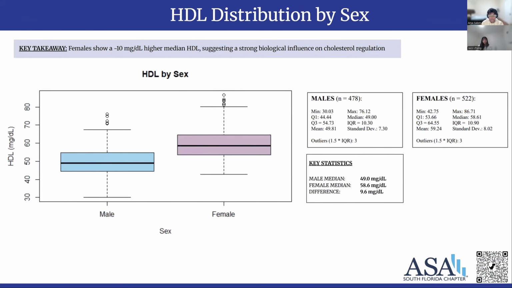Okay, we started off by looking at the relationship between sex and HDL cholesterol levels. The box plot, as shown, shows the difference in HDL by sex. And you can see clearly that the entire female distribution is shifted upward relative to the male distribution. Specifically, the median HDL level for females is approximately 58.6 milligrams per deciliter, while the median for males is about 49 milligrams per deciliter. This shows a difference of about 10 milligrams per deciliter.